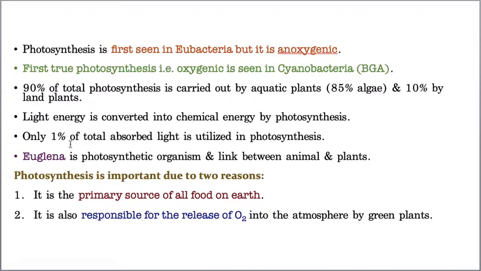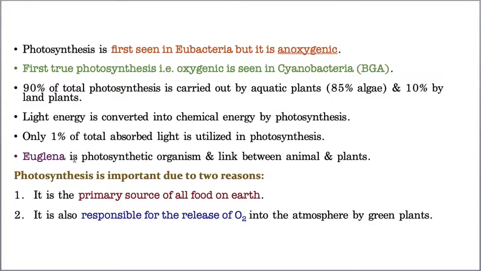Only 1% of the total absorbed light is utilized in photosynthesis. That means of the absorbed light, only 1% will be utilized. And one very important point I'm telling you: Euglena is a photosynthetic organism which is considered a connecting link between plants and animals. This is a very important point, okay?